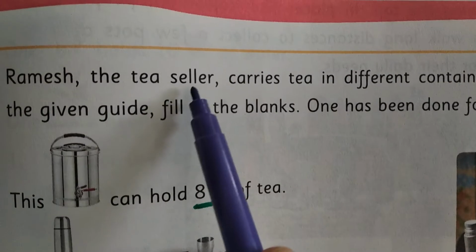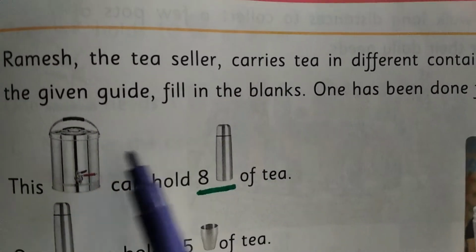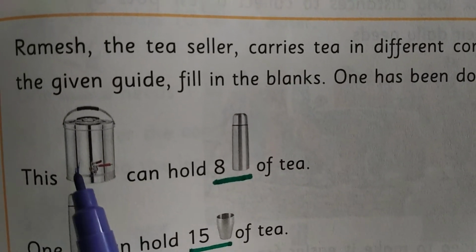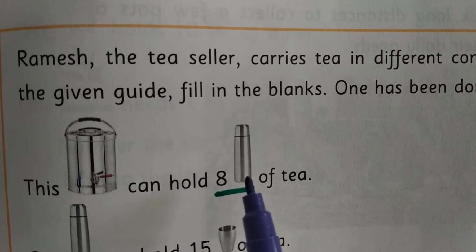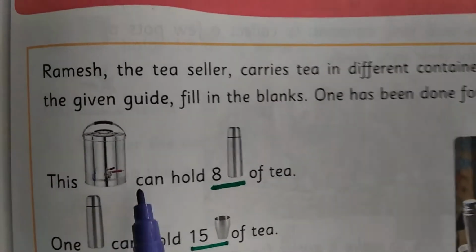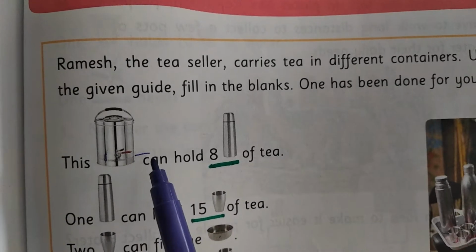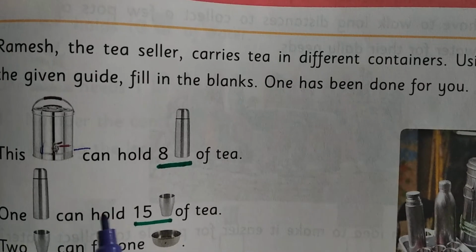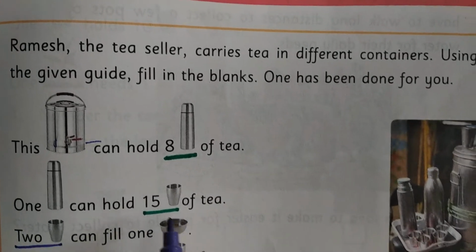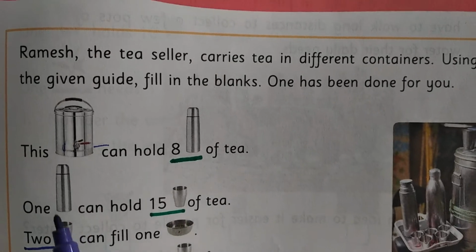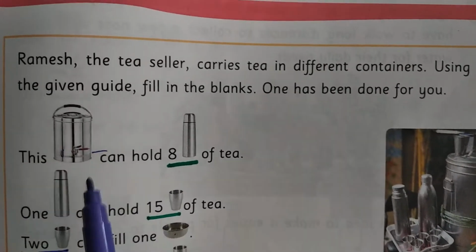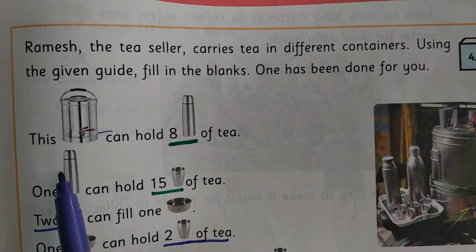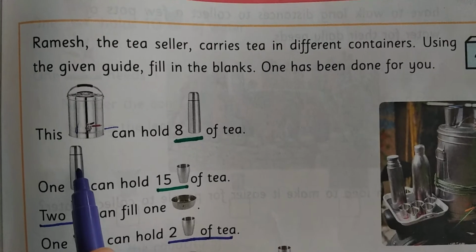Ramesh, the tea seller, is carrying tea in different containers. So this is the container that Ramesh is carrying. Now this container can hold 8 flasks of tea. Now see here, 1 flask can hold how many glasses of tea, Kana? 15 glasses. So if you pour 15 glasses of tea in this one flask, this flask will be filled fully. That is the capacity of this flask.